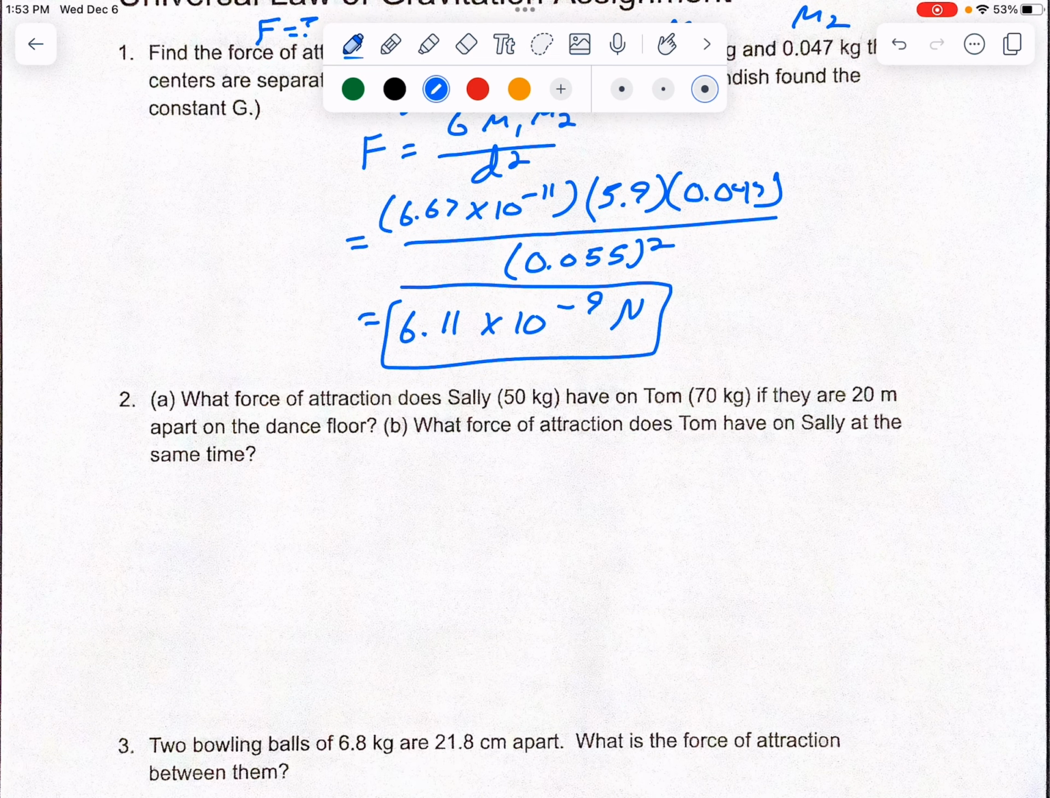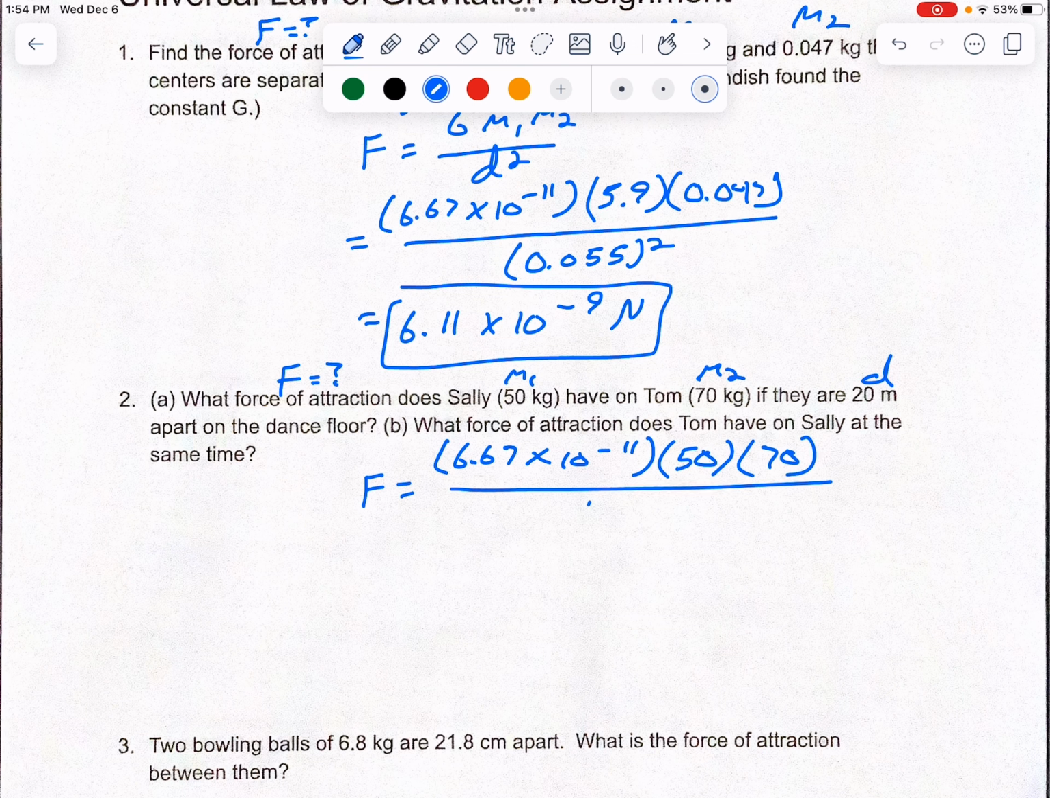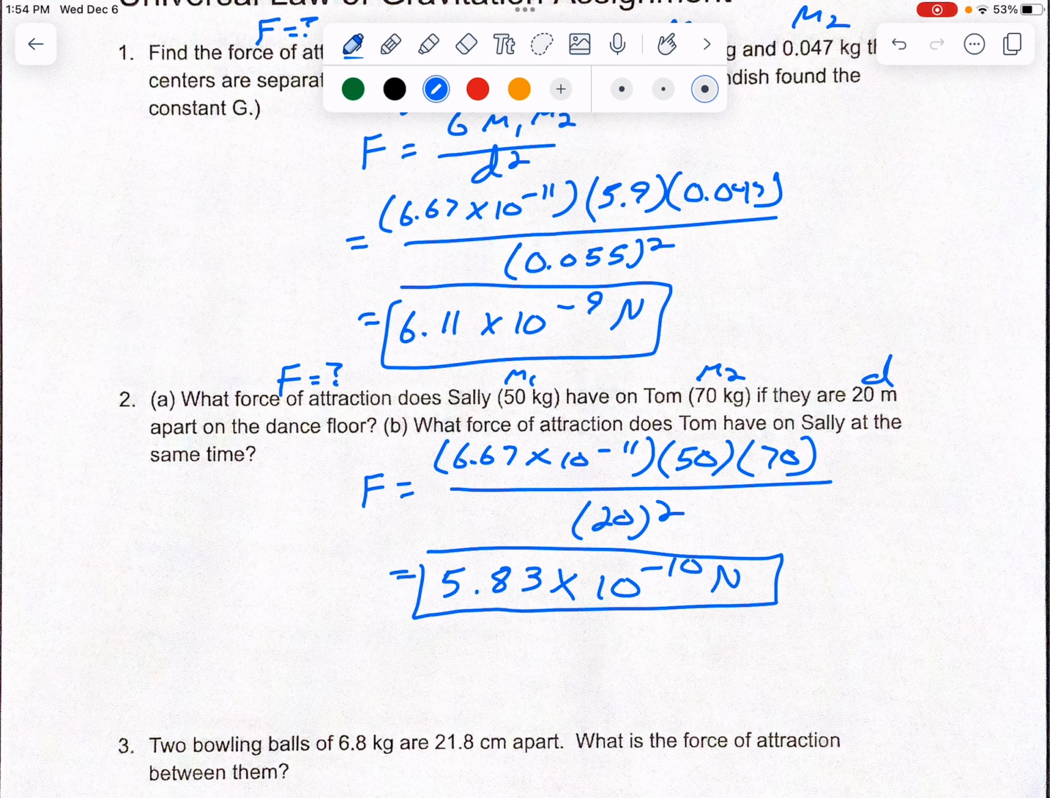Number 2, what force of attraction? So we're looking for force again. Sally, 50 kilograms, so there's M1, and Tom, 70 kilograms, have if they're 20 meters apart on the dance floor? So there's your distance. Okay, so we're going to find our force. Force equals our big G, 6.67 times 10 to the negative 11, times mass 1, which is 50, times mass 2, which is 70, over our distance, which is 20 squared. So that's going to be 5.83 times 10 to the negative 10 newtons. So that means even though it's small, there is some natural force of attraction between Sally and Tom.